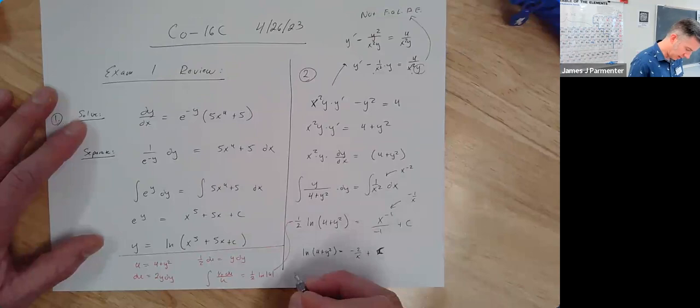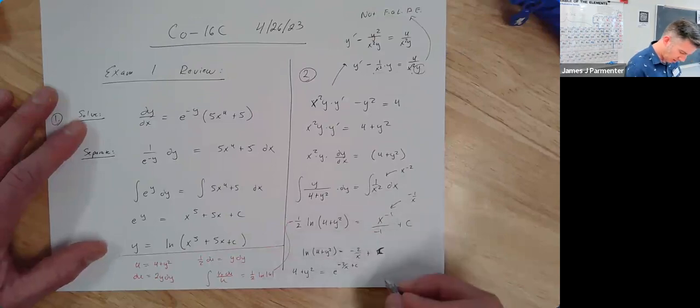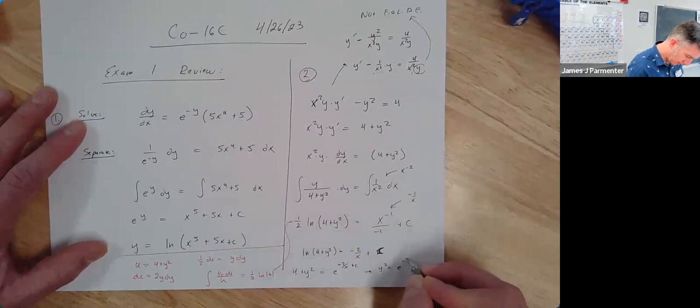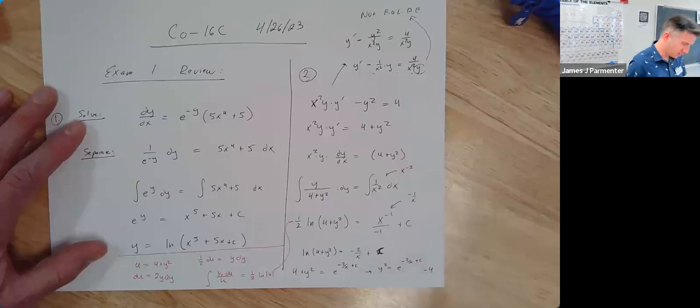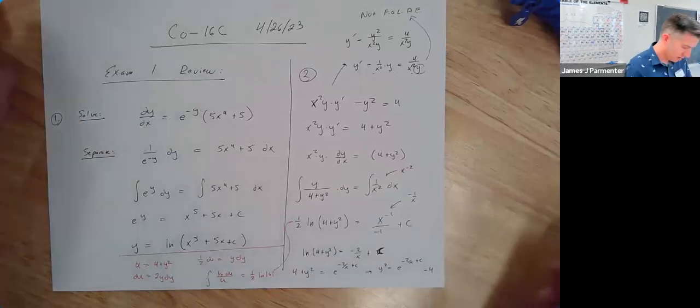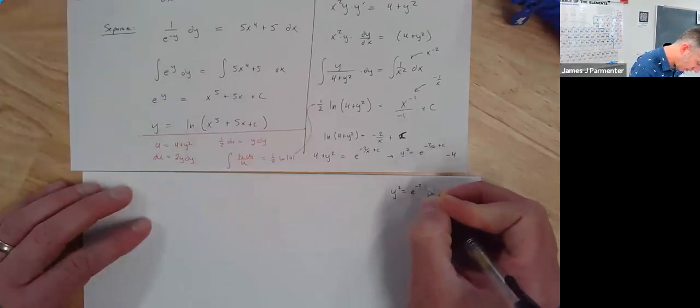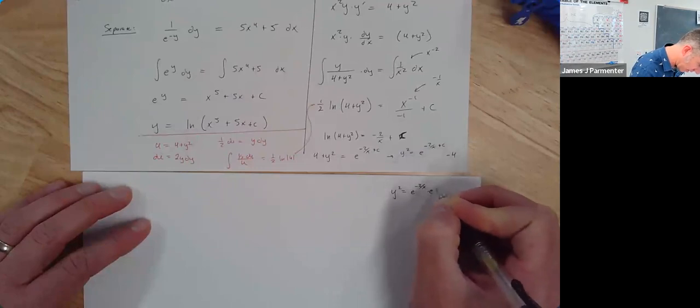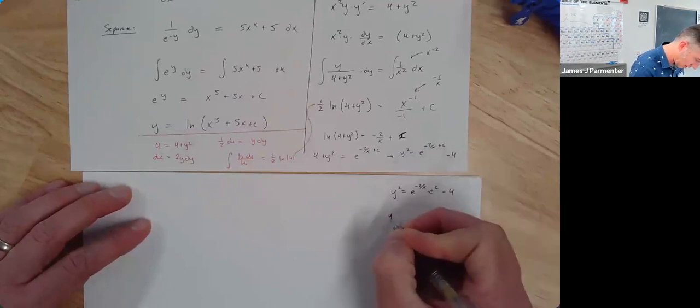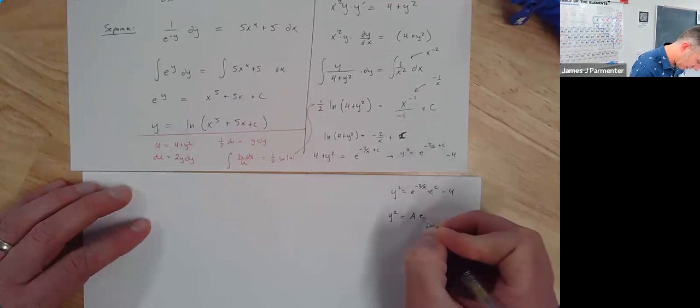And then you exponentiate both sides. So 4 plus y squared equals e to the -2 over x plus c. And then y squared is equal to e to the -2 over x plus c minus 4. I should have made the change there, but I forgot to. I definitely should have changed e to the -2 over x plus c as y squared equals e to the -2 over x times e to the c minus 4, which really is going to be a times e to the -2 over x.